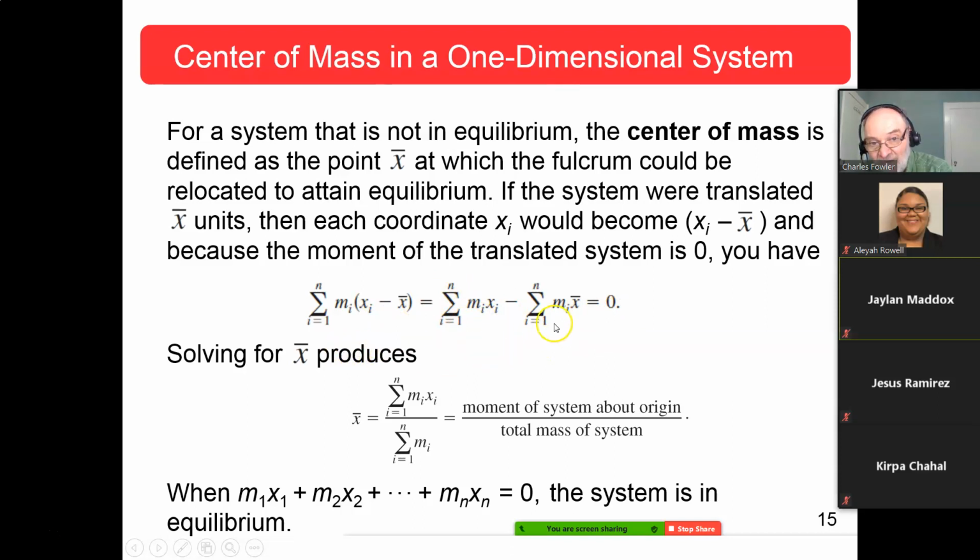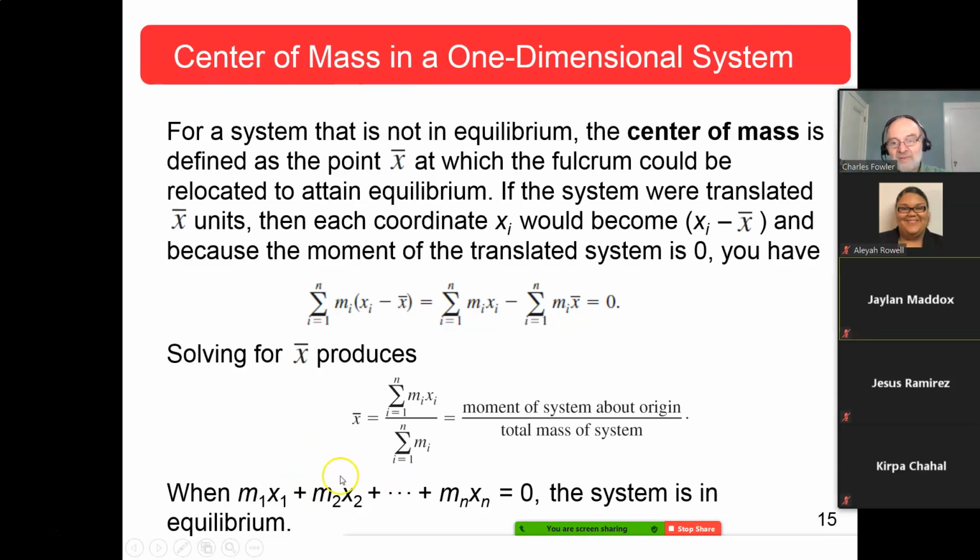And then if you solve for x bar, that's a fixed number. Whatever your center of mass is, that's a fixed number. So you could pull that out of the summation, and then you have x bar is equal to the summation of your moments over the summation of your mass. The total moment of the system divided by the mass of the system gives you the center of mass of the system. So that's how we're going to use it to calculate it.